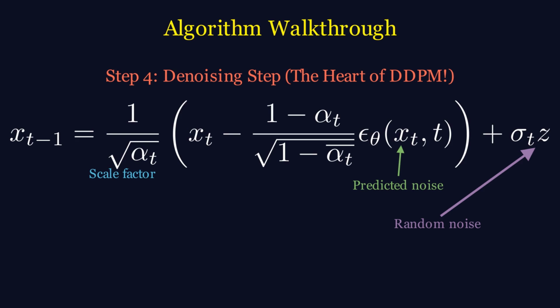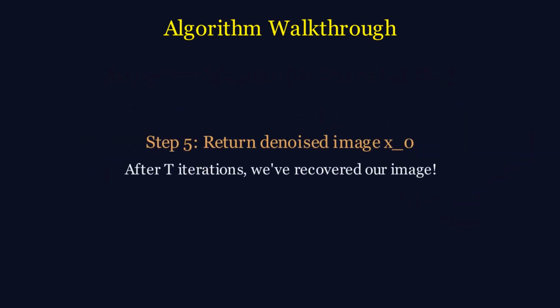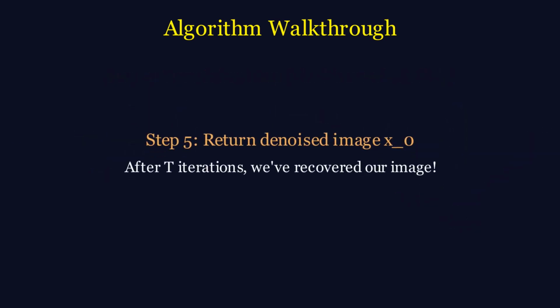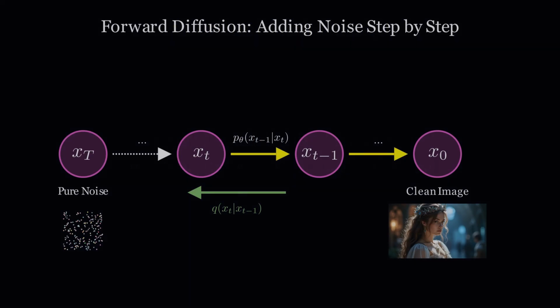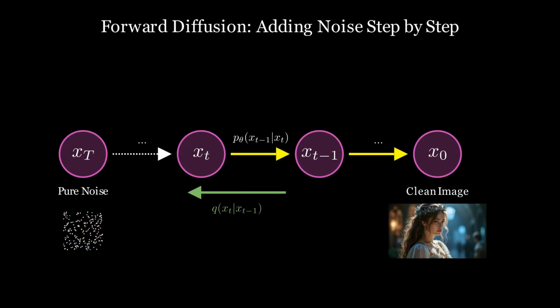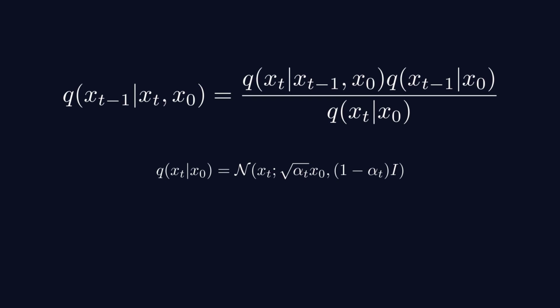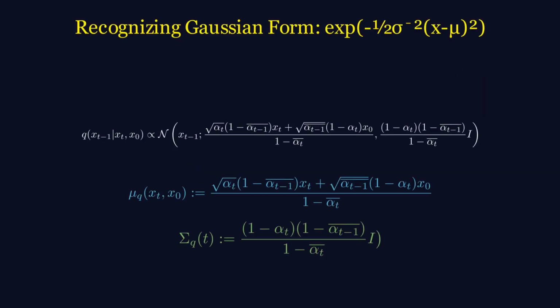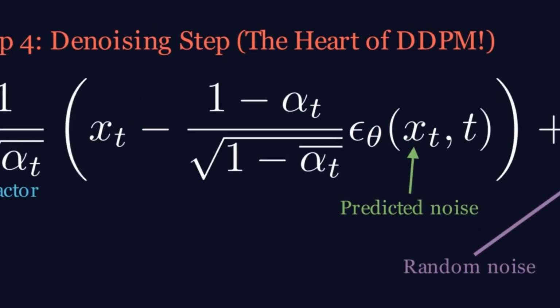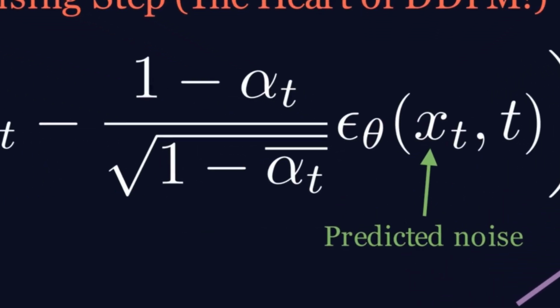After T iterations of gradual denoising, we have recovered a clean image x_0. This iterative refinement is what makes diffusion models so powerful. We have journeyed from intractable KL divergences to a practical algorithm. The Gaussian assumptions give us closed form expressions for the mean and variance, and the reparameterization lets our model predict noise instead of images directly.